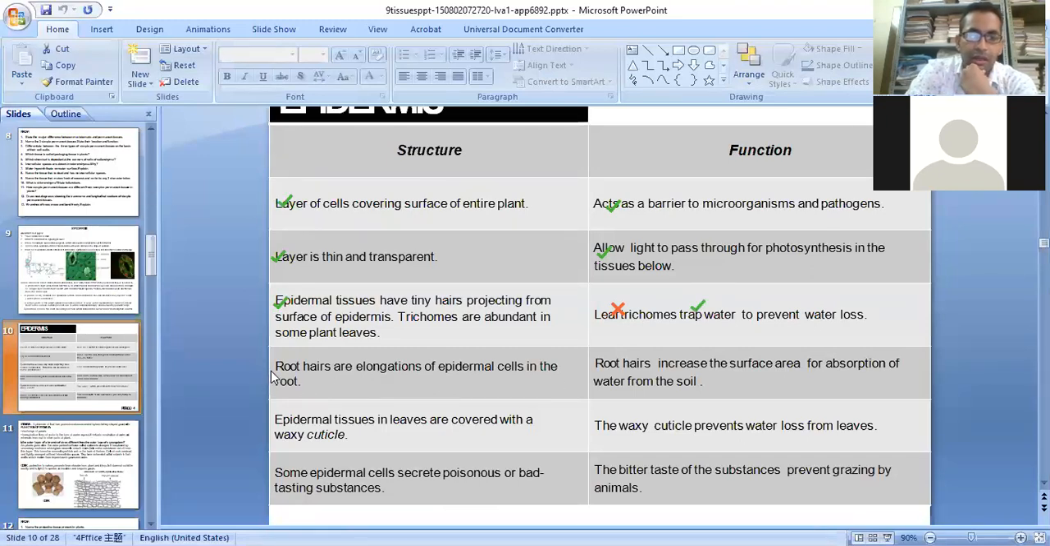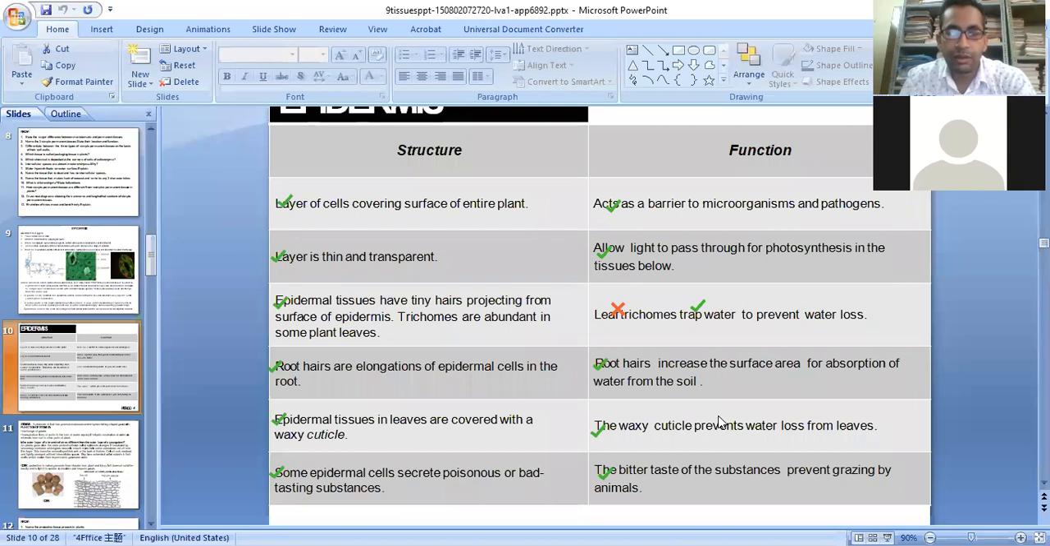Root hairs are elongations of the epidermal cells. Root hairs increase the surface area for the absorption of water. It creates a waterproof substance, a waxy cuticle. It prevents the loss of water. Some epidermal cells secrete poisons or bad-tasting substances. The bitter taste of the substances prevents grazing by animals. So these are the parts of the epidermis. It's a very important slide, and you need to have a look at it. You need to read it and understand it.